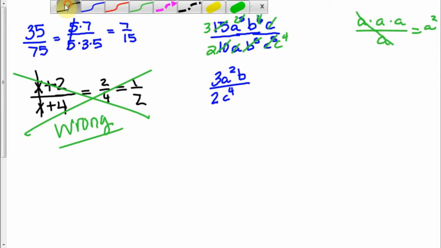Okay? All right, so let's look at one like that. 2x minus 6 over x squared minus 8x plus 15.